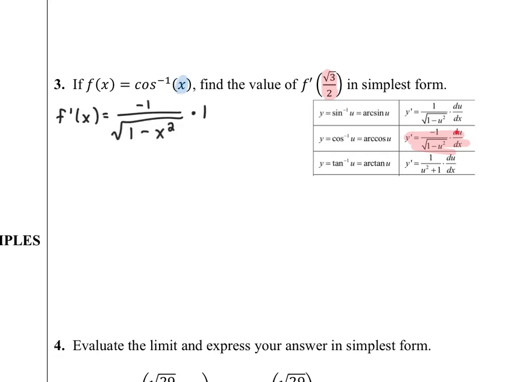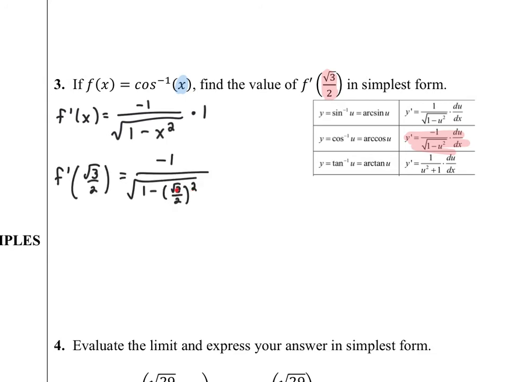And just following that chain rule that's happening at the end, this times 1 is just the derivative of x. Whether you write it or not, it doesn't matter. A common mistake is to forget to do that chain rule, even though it doesn't really have an impact on this problem. And now that I have my f prime of x, I'm going to find f prime of square root of 3 over 2 by plugging the square root of 3 over 2 into this formula.